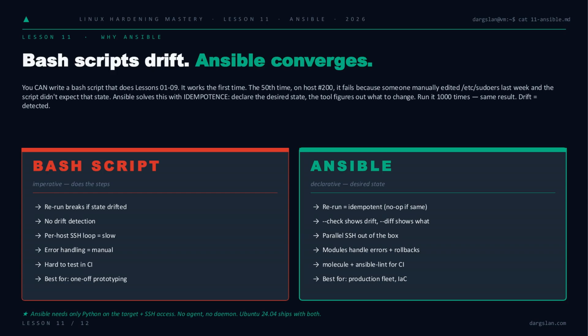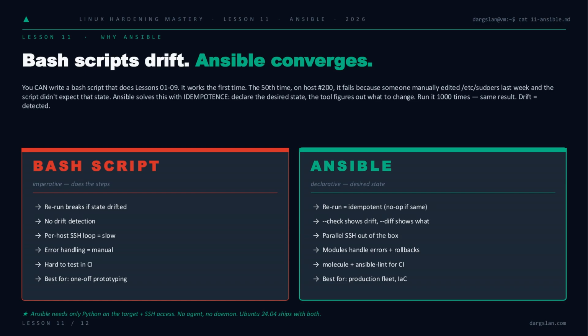So why Ansible? Why now? You absolutely can wrap lessons 01 through 09 in a bash script, and it'll work beautifully the first time. But by host 200, somebody's hand-edited sudo, the script hits an unexpected state, and the whole run breaks. That's drift, and bash has no answer for it. Ansible's answer is idempotence. You declare the desired end state, and the tool figures out what's already correct and what needs changing. Run it once, run it 1,000 times, same result.